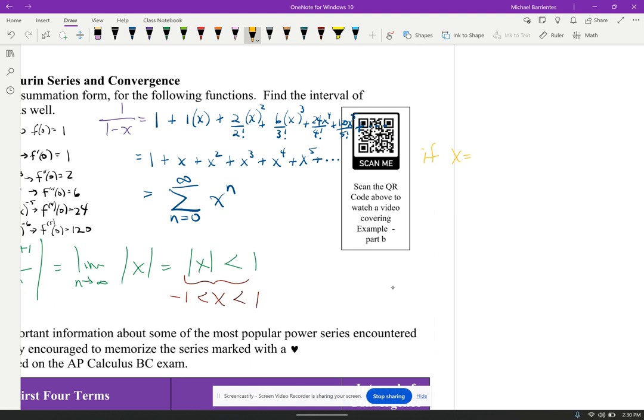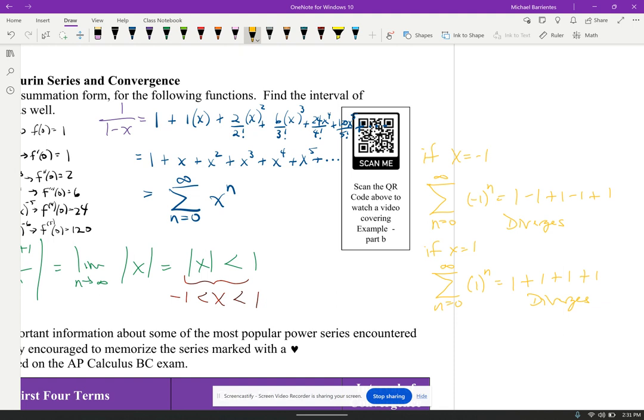If x is -1, then my series is going to look like this. Well, this is an oscillating series, right? Plug in 0, it's 1. Plug in 1, that's going to be -1, +1, -1, +1, -1. This diverges because it never approaches a number. And if x equals +1, then I have 1 to the n, and that's 1 plus 1 plus 1 plus 1, and I know that diverges.